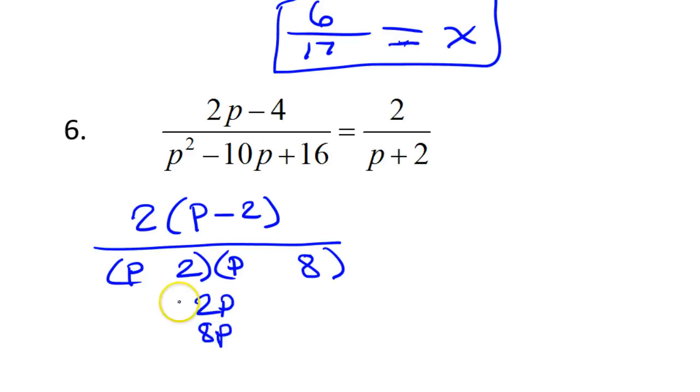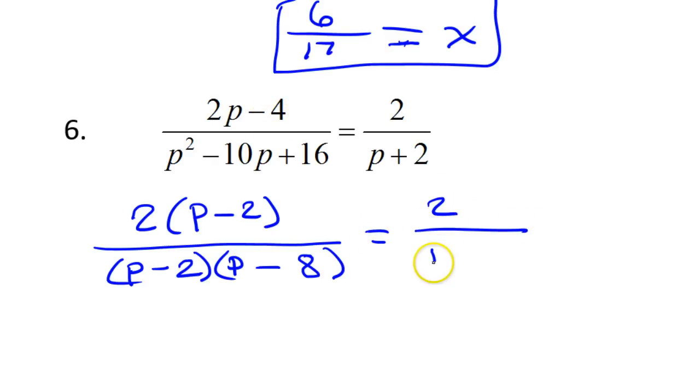To get a negative 10, both of these would have to be negative. So a negative and a negative. And a negative times negative is a positive, so that gives us positive 16 that we wanted. So that's good. Okay, and now you can see the reason why I was careful to factor the GCF in the numerator.